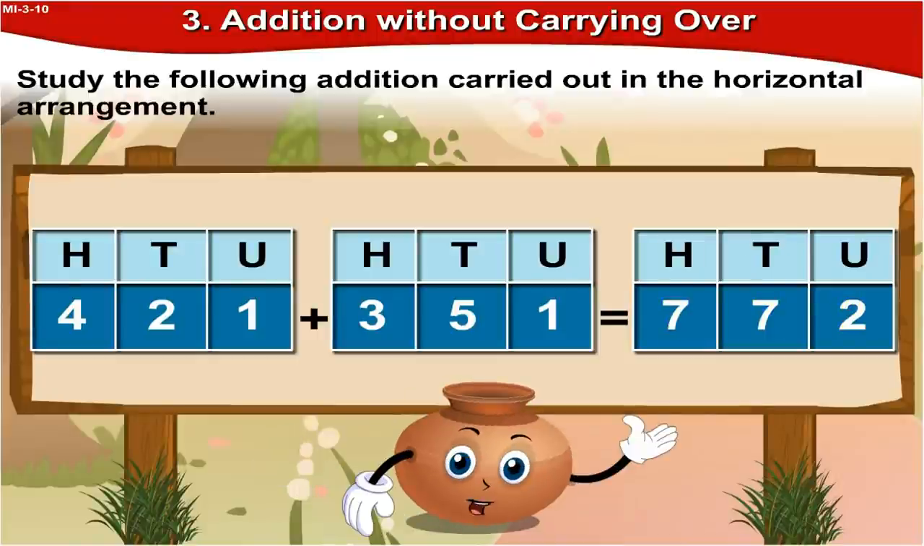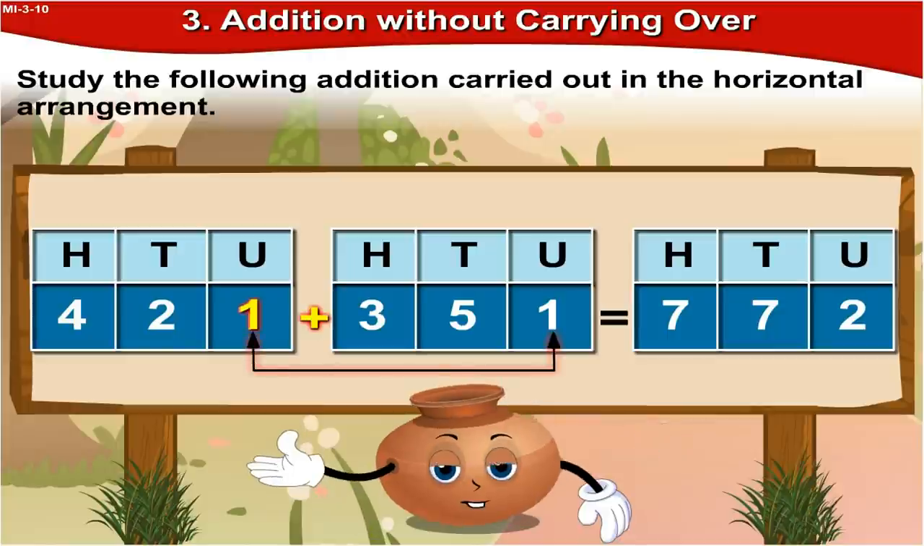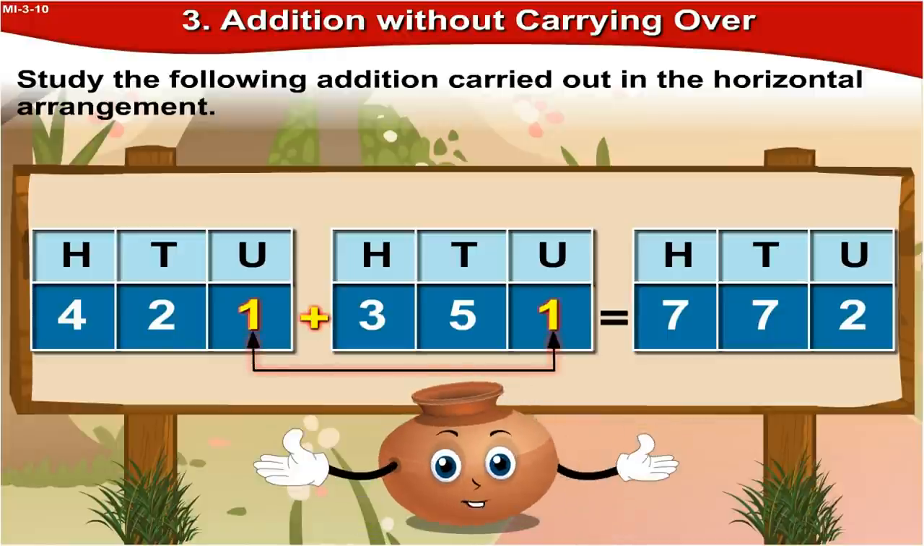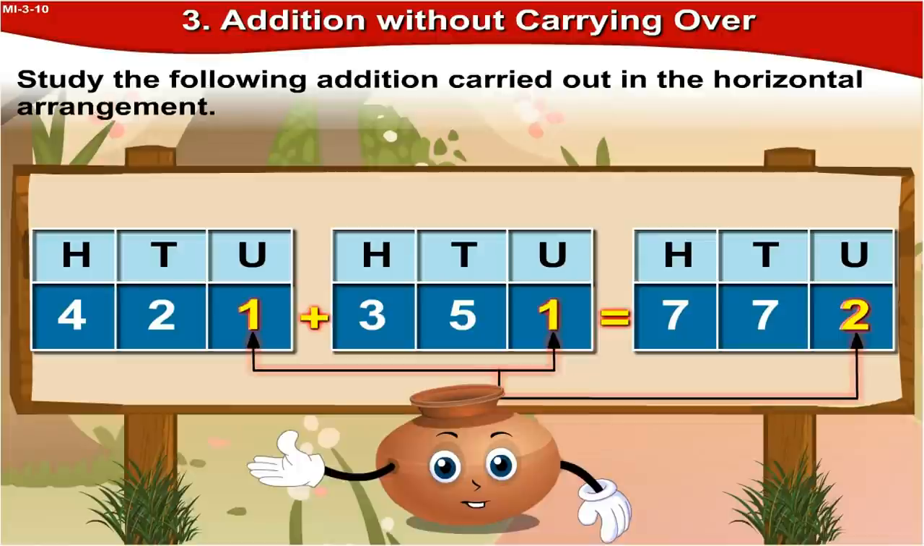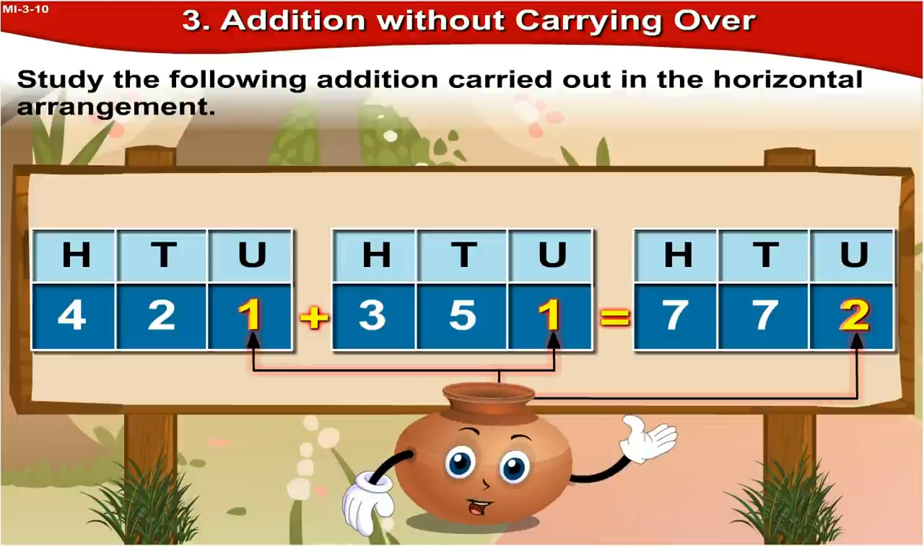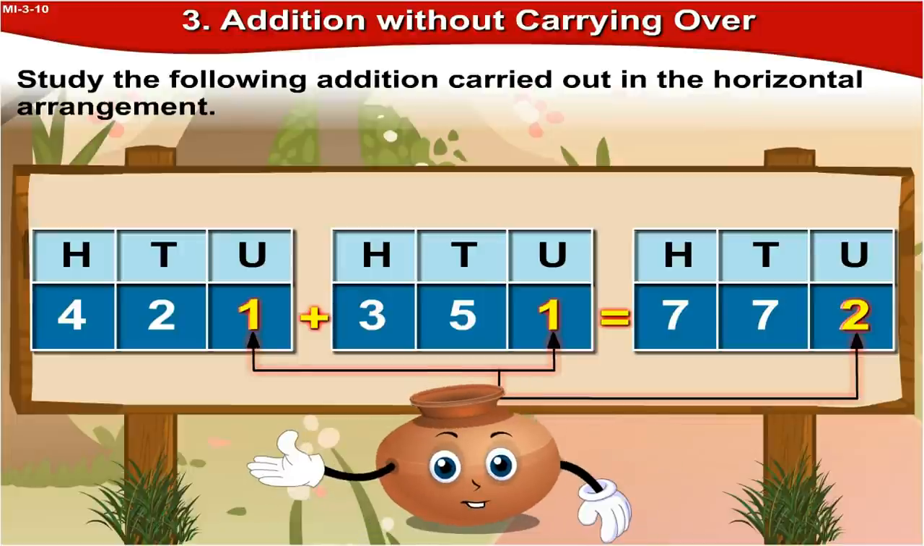Let us observe this addition. You know that we add units with units. Write in the answer box at the units place. So 1 unit plus 1 unit is equal to 2 units. This answer you will write here.